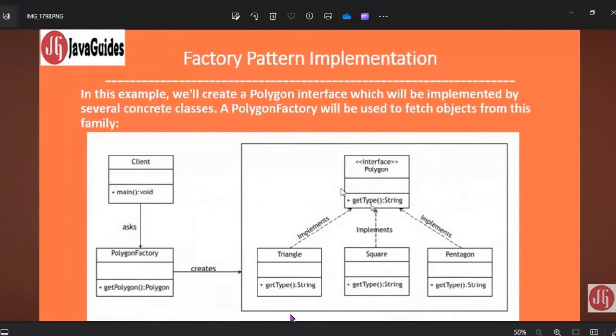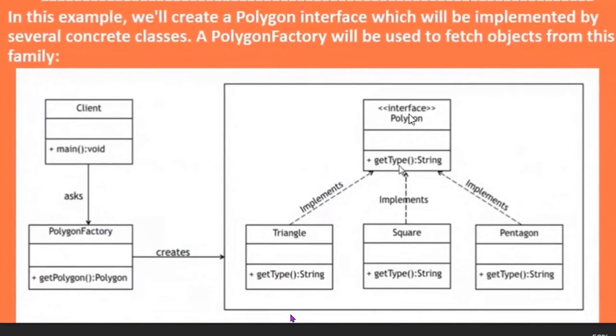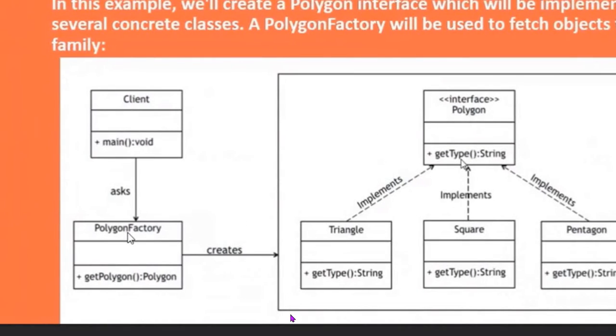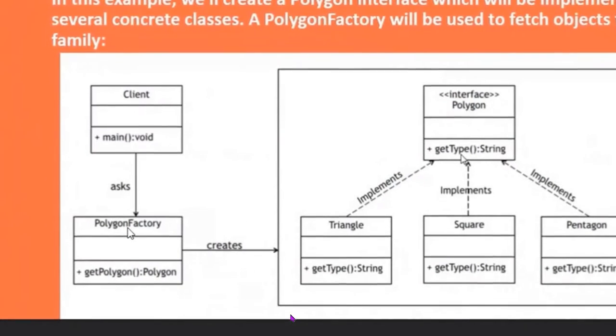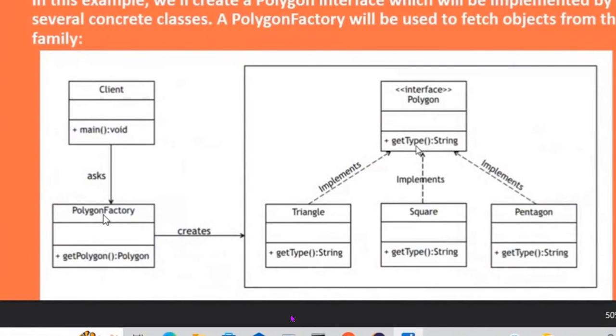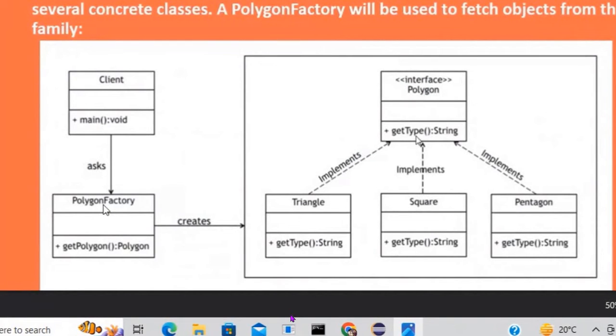Here is the basic example for that one. Here I am creating one interface as a polygon. It is the main superclass, and I am implementing three subclasses: one for the triangle, one for the square, and one for the pentagon. The client will go to the polygon factory and get the output of triangle, square, or pentagon, but the client won't get to know what code we are using to create the triangle, square, and pentagon. Here is my example.